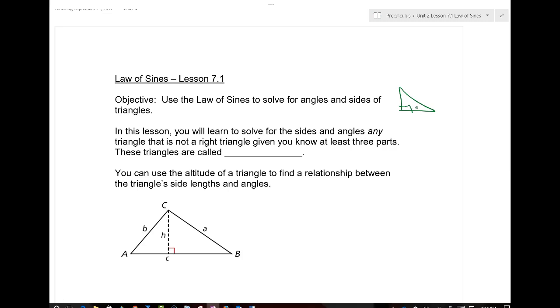We know there's acute triangles. We know there's obtuse triangles. Any of those triangles that are not right triangles have a special term, and that's called an oblique triangle. Now, in order to work with oblique triangles, there's a few things we have to make sure we know well. One of those things is how to identify opposite angles and sides of triangles.